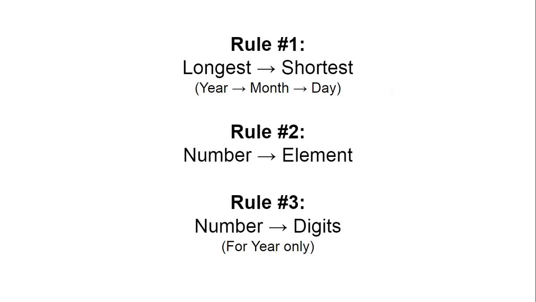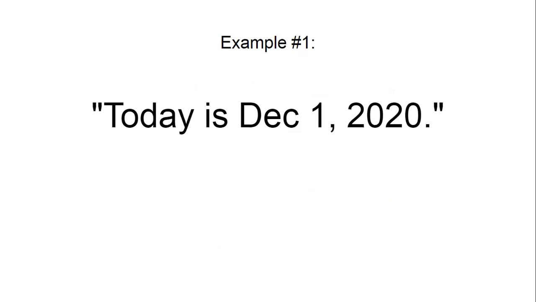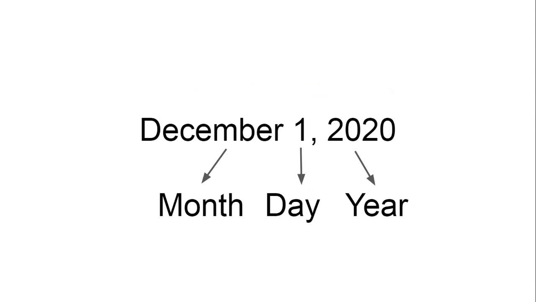In this section, we will be going over some more examples on how to apply all of these three rules. So the first example is, today is December 1, 2020. In this sentence, there are three elements here: the month, the day, and the year. So now let's apply the rules we have learned.